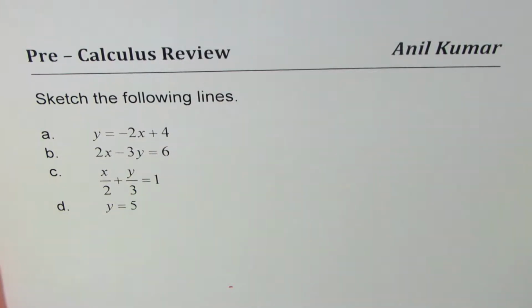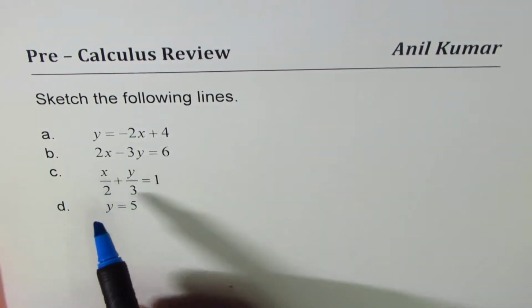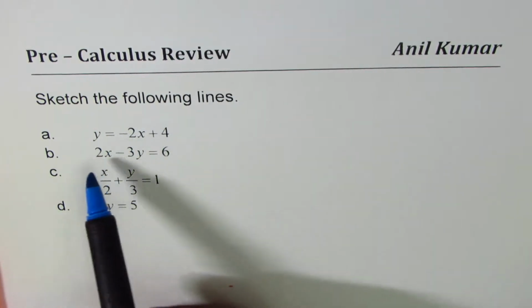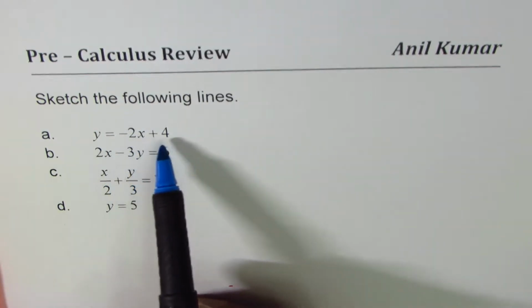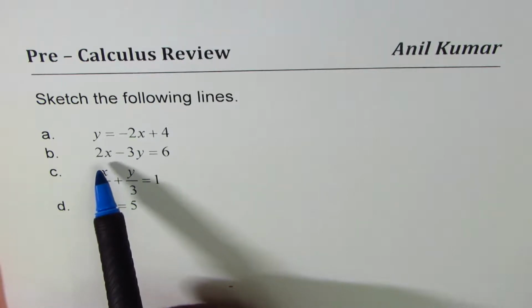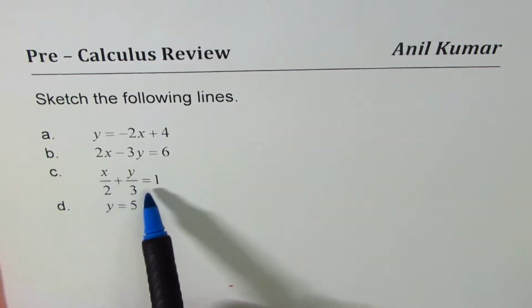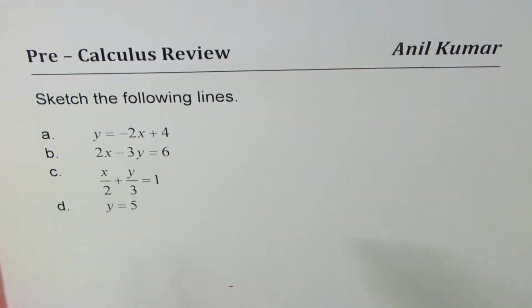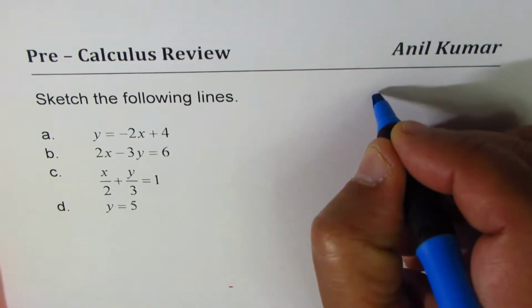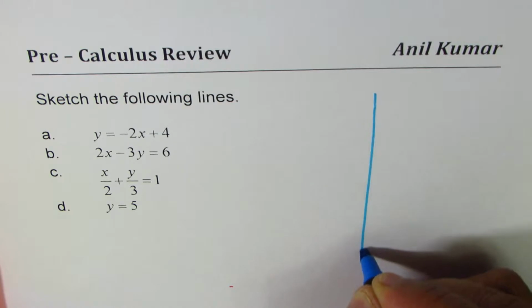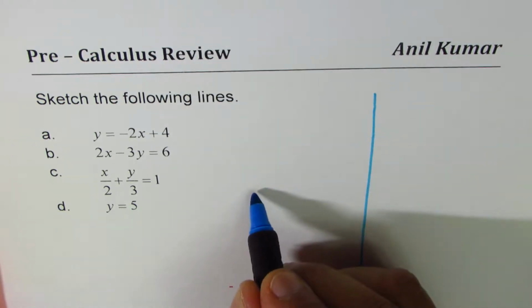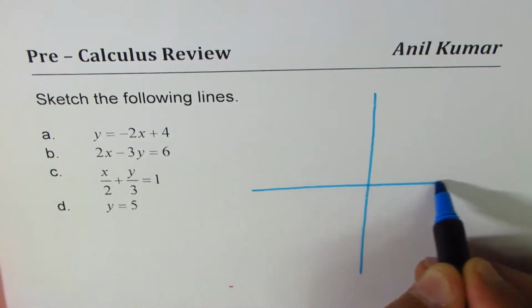I'm Anil Kumar. In this video, we'll review the techniques for sketching lines from the given equation. The question here is to sketch the following lines. Y equals minus 2x plus 4, 2x minus 3y equals 6, x over 2 plus y over 3 equals 1, and y equals 5. You can always pause the video, answer the question, and then look into my suggestions, right?